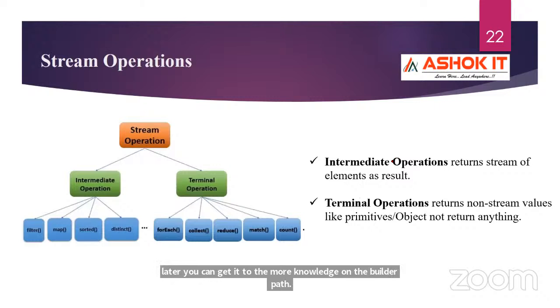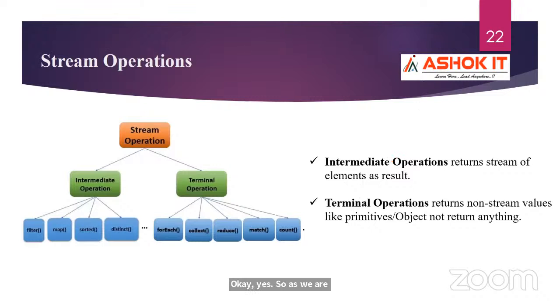basically we have two kinds of stream operations: intermediate operations and terminal operations.